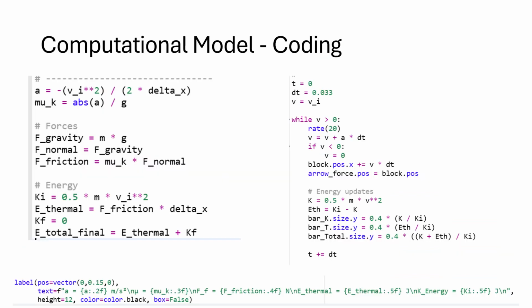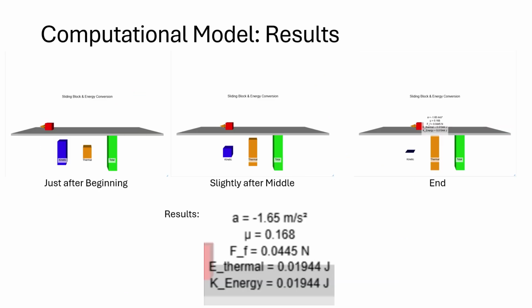For the coding aspect of the computational model, we derived the acceleration and coefficient of friction equations earlier in the lab, and then we have the force equations to calculate those acting upon the block. Then we also have the energy principles and energy equations to calculate the kinetic energy and thermal energy in the lab. And then we also use the velocity update formula and the position update formula to calculate where the block is as it goes throughout the simulation. And then we also have the energy update formulas on the right side. And on the bottom we have how we printed out the text for each of the values that we found at the end of the lab.